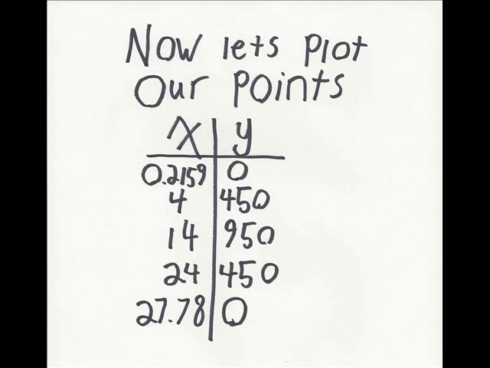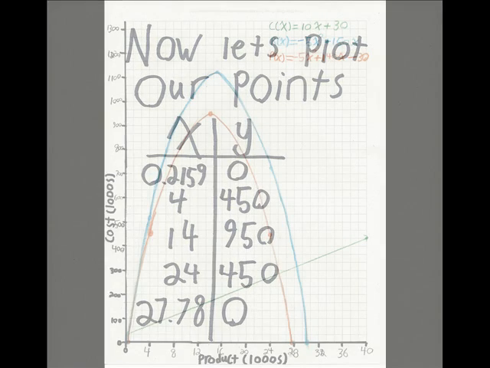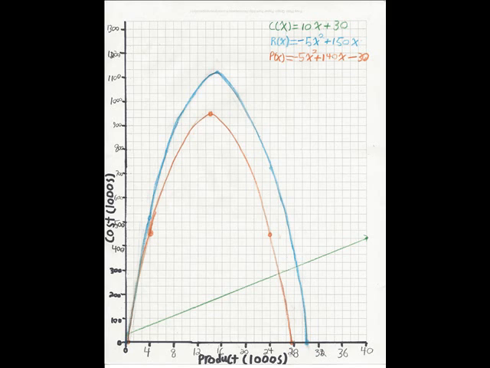So now, let's plot our points. Go ahead and plot them, and I'm going to show you what the final graph will look like. These are our 5 final points. Here is what the graph should look like. The graph in orange is the profit function of the graph. The graph in blue is the revenue function of the graph. And the linear graph in green is the cost function.